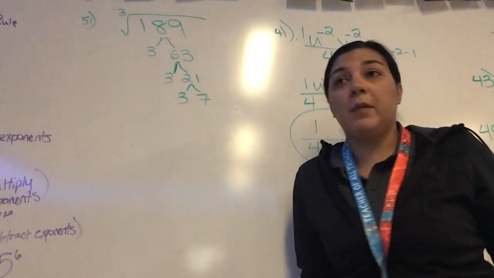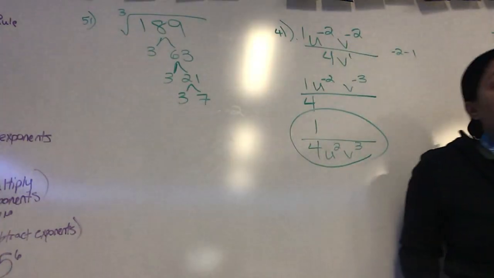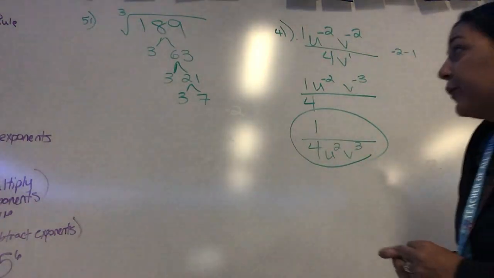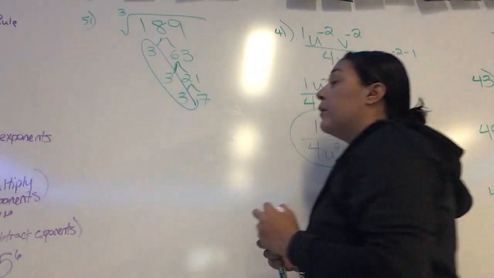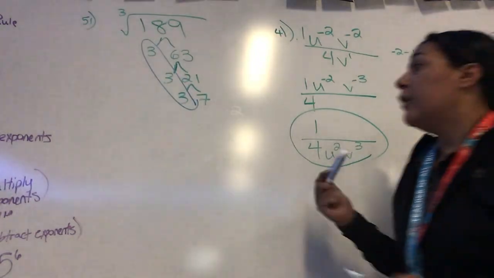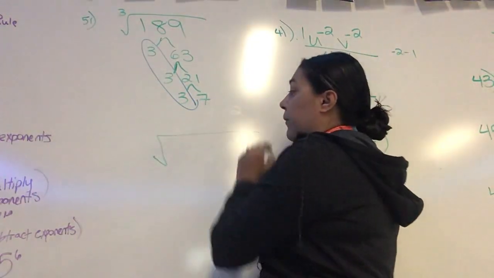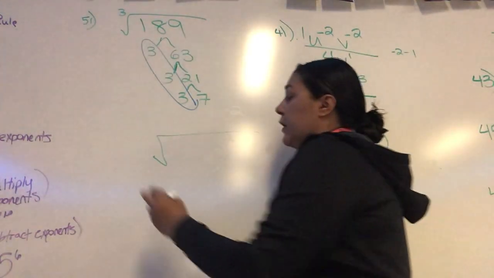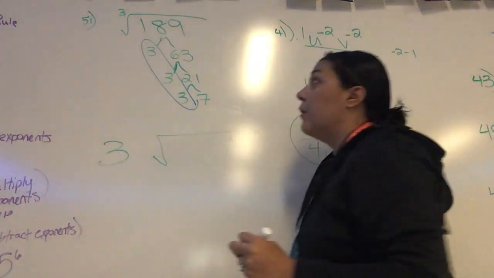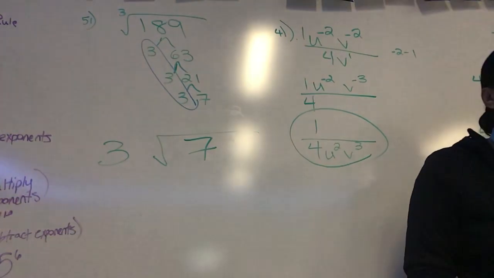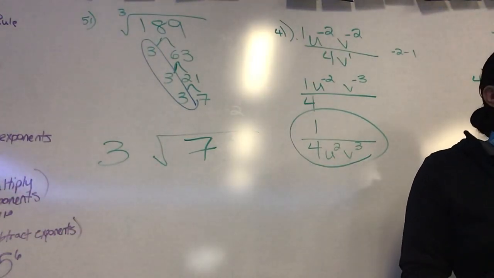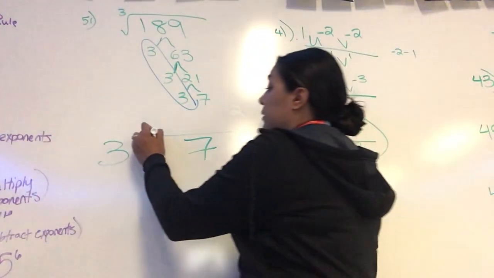What is our group number? 3. So we can take stuff out in groups of 3. So these 3s are in a group. I got 1, 2, 3 of them. Where do they go? Outside. Who is not allowed to go? The 7. And then what did I forget? Yeah, I have to put that baby 3 on the outside.